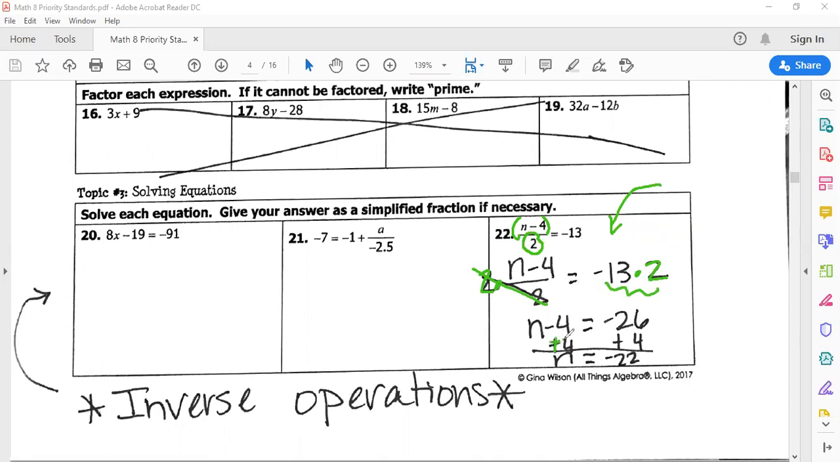Then we added 4 to both sides. That's our inverse operations, plus 4. And now those cancel, so n equals -26 plus 4, which is -22. Okay, so remember, this is the hallmark, the bread and butter of what you do in Algebra 1. So it's really, really important we get those inverse operations down, and of course our integer operations.